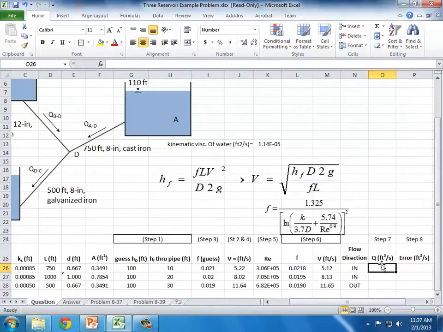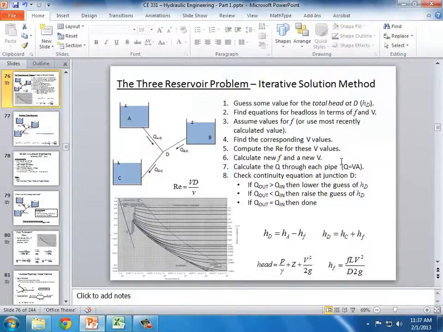Okay, so our flow rate is going to be easy to calculate. It's just the velocity times the area. And then for error, what we want to do at the bottom here is have all of the ins minus all of the outs. Let's go back to our criteria and see what we're trying to judge. If out is bigger than in, then we need to lower our guess. If out is less than in, we need to raise the guess.